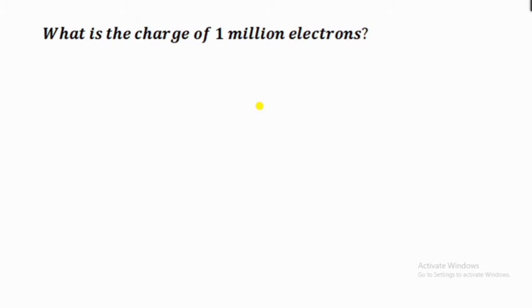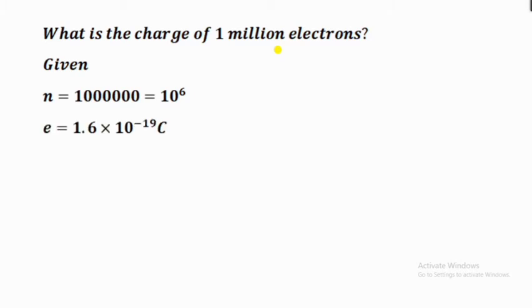Now we will solve one question based on the quantization property. What is the charge of 1 million electrons? Here the number of electrons is given, that is 1 million, which is 10 to the power 6, and the charge of an electron we already know, 1.6 into 10 to the power minus 19 coulomb.